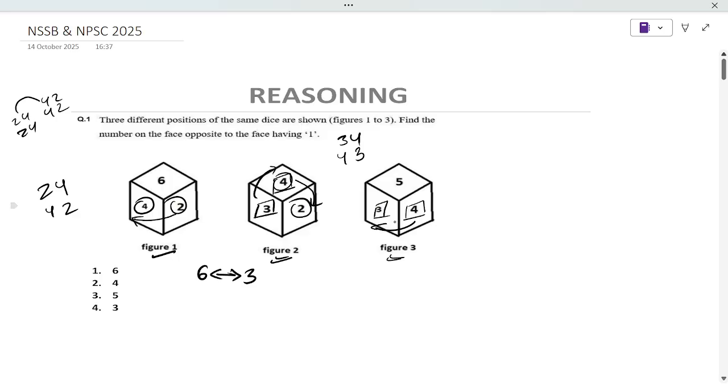So now same funda, when you have 2 common, then the left out numbers, which are 2 and 5, are opposite to each other. The question is asking us to find the opposite of 1. Now we're left with what? 1 and 4. That means 1 will be opposite to 4. 2 is the answer.